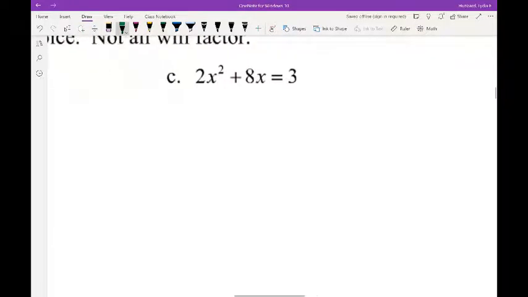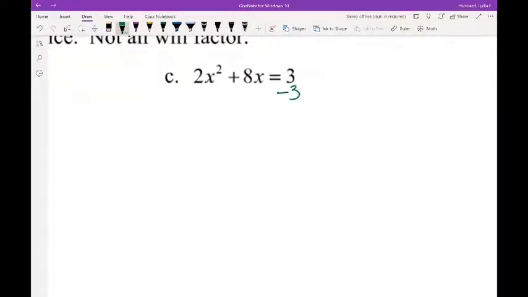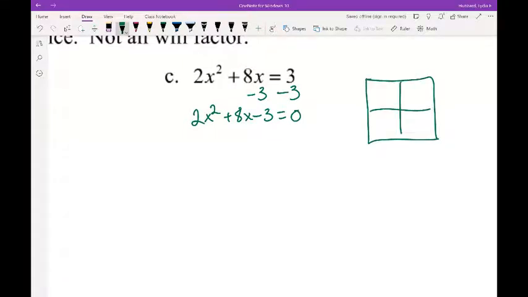Okay, moving on to C. Again, this is not set equal to 0, so that's the first thing I've got to do. So I'll get 2x squared plus 8x minus 3 equals 0. So again, we have 3 terms here, so we can always check our little box method and see if that's going to work. So we have 2x squared up in the top left, negative 3 down in the bottom right, 2x squared times negative 3. We want something to multiply to negative 6x squared, but add to 8x. Sadly, there aren't any numbers that are going to do that.